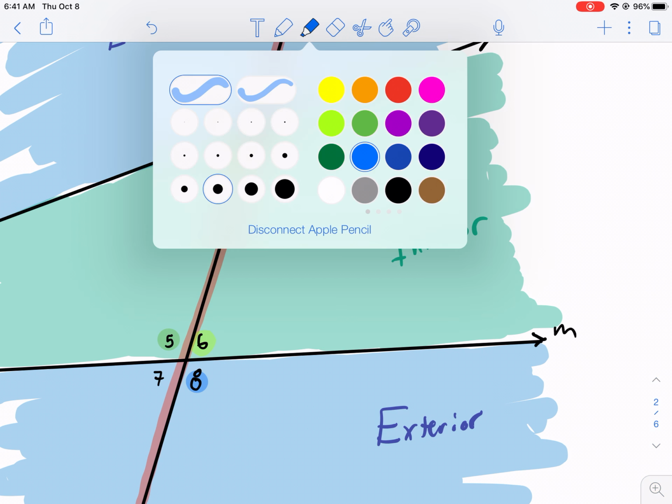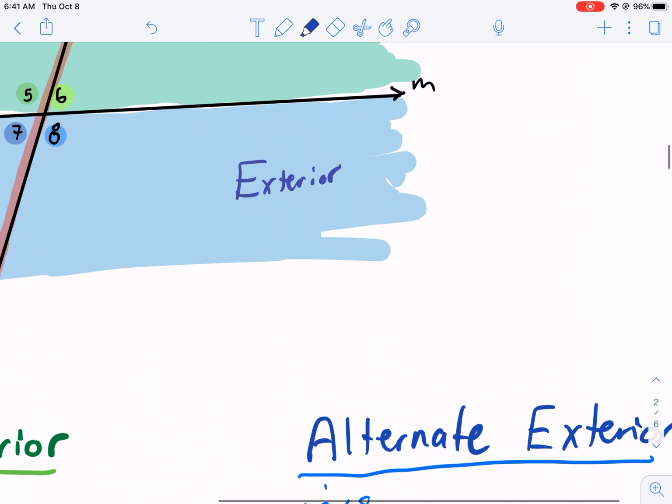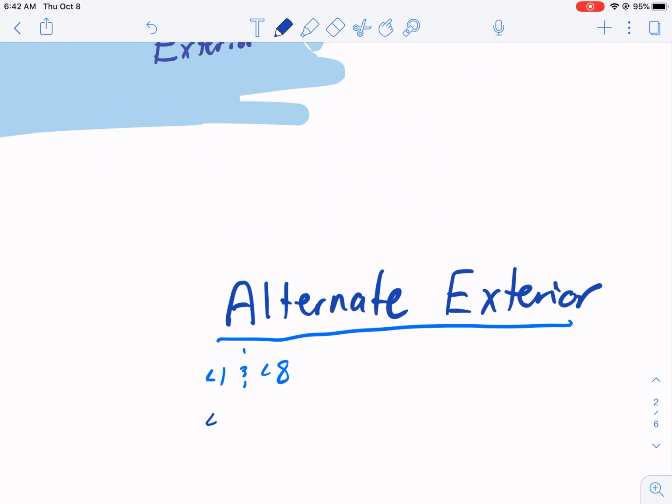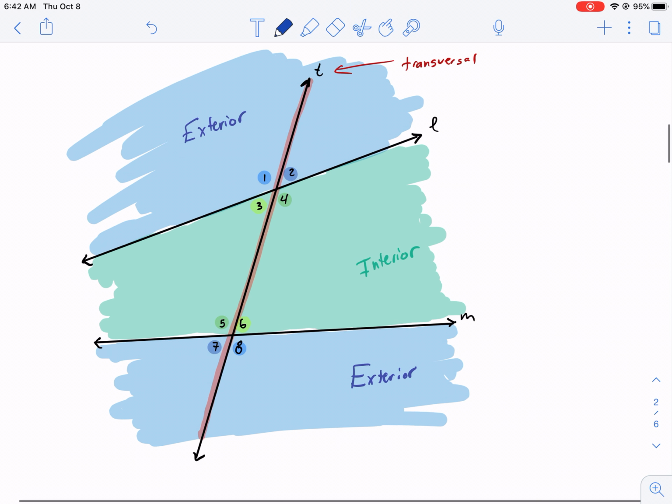Okay? That means 2 and 7, same deal. We have 7 and we have 2, and they are also alternate exterior. So angle 2 and angle 7, alternate exterior. And again, there's only 2 pairs of those as well.